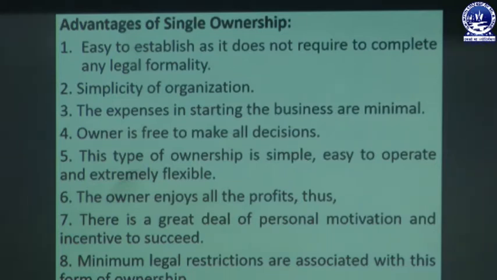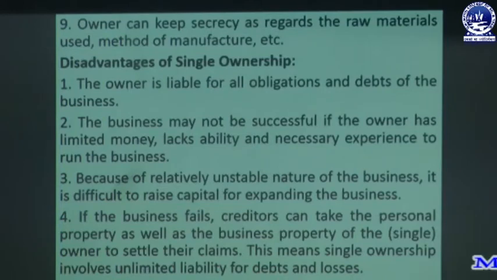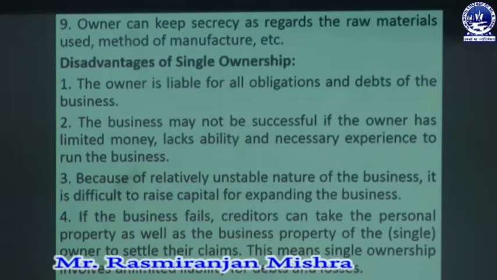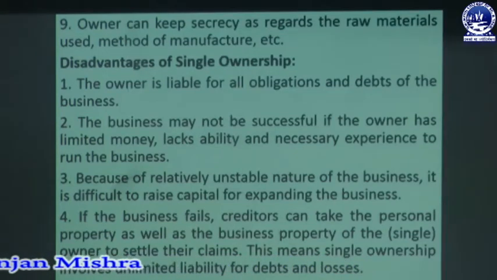Then the next one is minimum legal restrictions are associated with this form of ownership, as there is no government rule and regulation or criteria. So, in this case the legal restriction is constrained to a minimum, and these are associated with this type of ownership organization. Then the next point is the owner can keep secrecy as regards the raw material used, method of manufacture, etc. It is controlled by a single individual. The person concerned takes all the risks and keeps all the secrets to himself or herself relating to all the activities of the business.